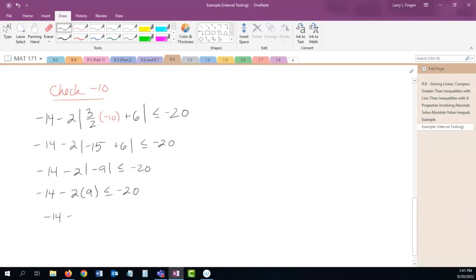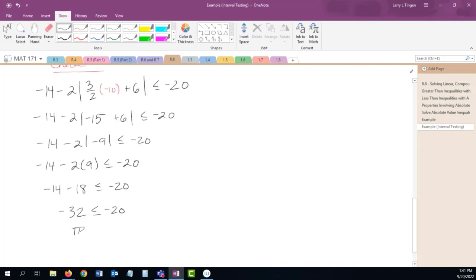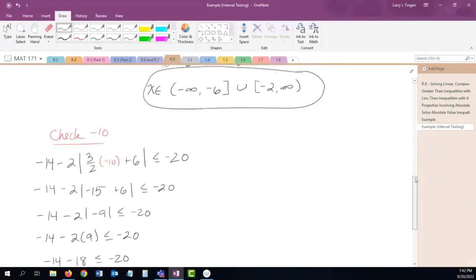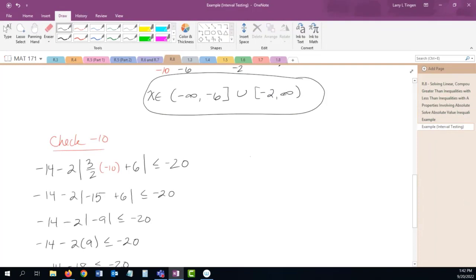Two times 9 is 18. This is minus 2 times 9, which means it's minus 18. Negative 14 minus 18 more gives me negative 32, which is less than or equal to negative 20. That is true. So that means that interval checks. Everybody understand the idea here? If you plug in negative 1 million to this, it will come back true. Because not only is negative 6 of the solution set, everything smaller than negative 6 is in there.